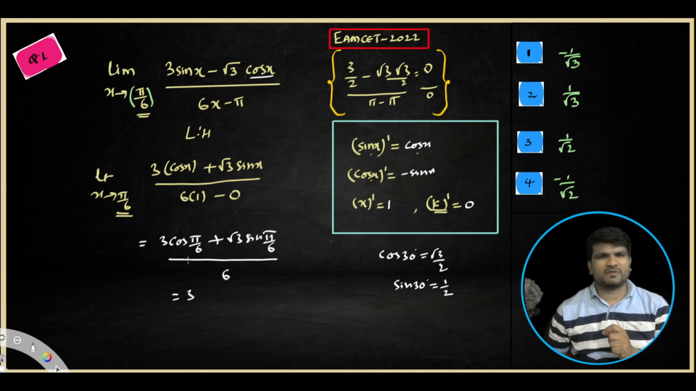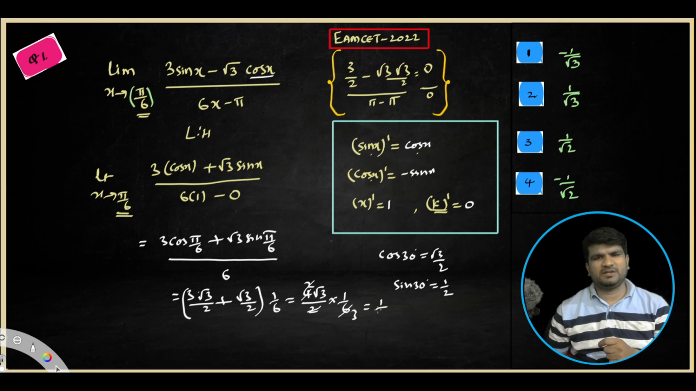So 3 times cos 30, and cos 30 is root 3 by 2, plus root 3 times sine 30, which is 1 by 2, whole divided by, I am writing, 1 by 6. So 3 root 3 plus 1 root 3 is 4 root 3, divided by 2, into 1 by 6. So 2 ones are 2, 2 twos are 4. Root 3 by 3 is nothing but 1 by root 3. So 1 by root 3, see which option that is. The second option is the right option.